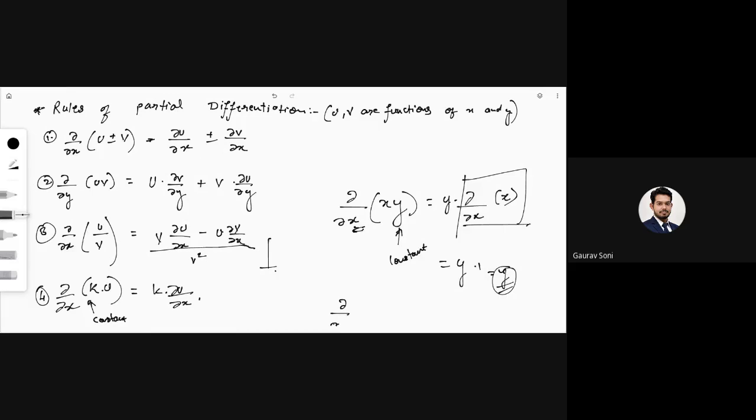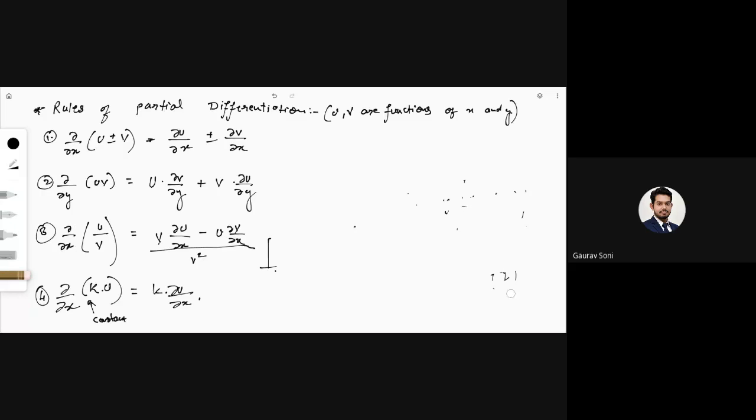When you're taking partial derivative with respect to x, treat y as constant. When you're differentiating with respect to y, treat x as constant. If you want, you can write down a remark somewhere: partial derivative of z with respect to x, treat y as constant.